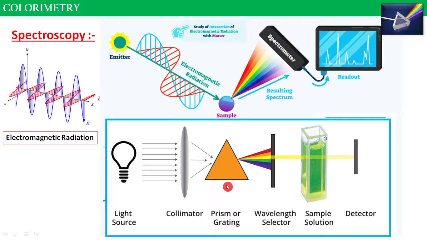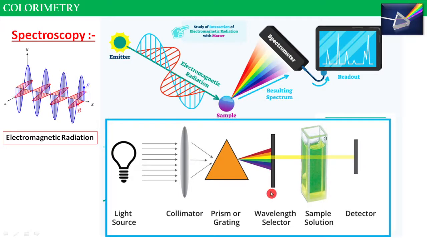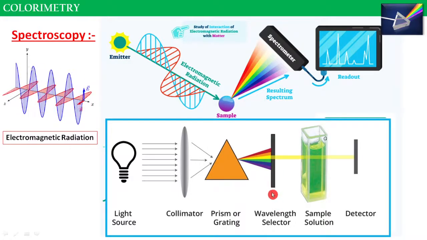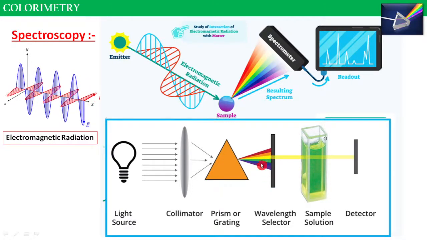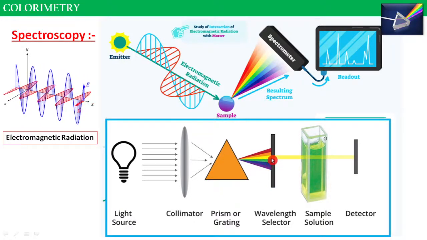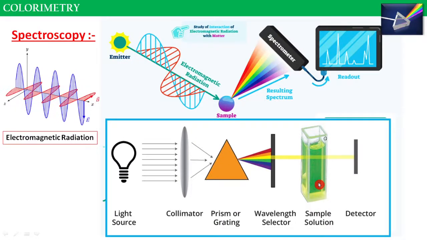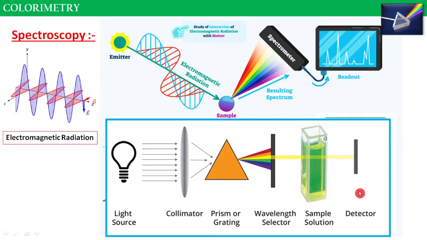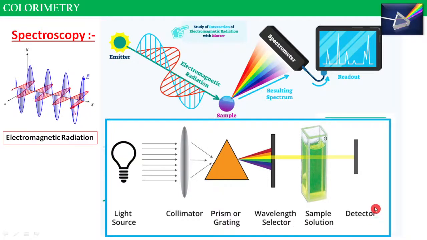Sorry, the prism disperses the light, and this light falls on the wavelength selector, which is called the monochromator. Here we can select the required wavelength of the light, and this light falls on the sample, and the sample either absorbs or emits the light, and the transmitted radiation is measured on the detector. We will see each component in detail in the next lectures.